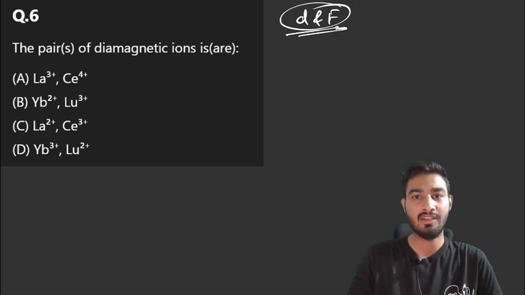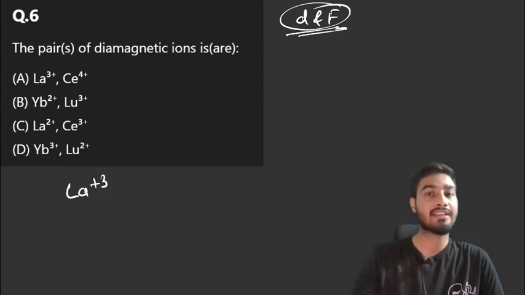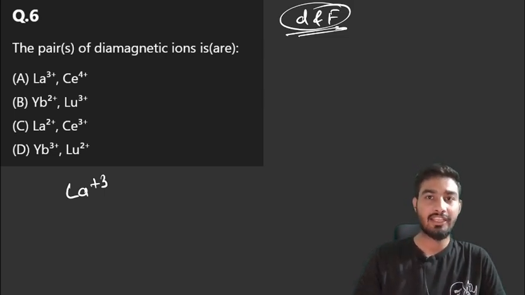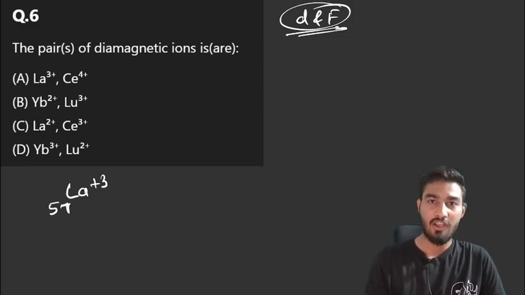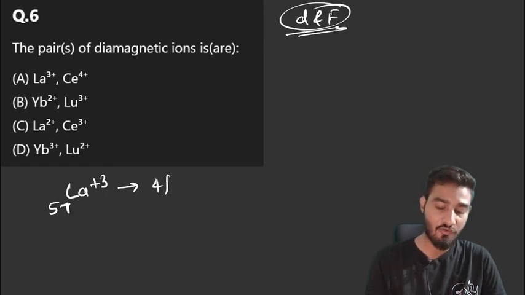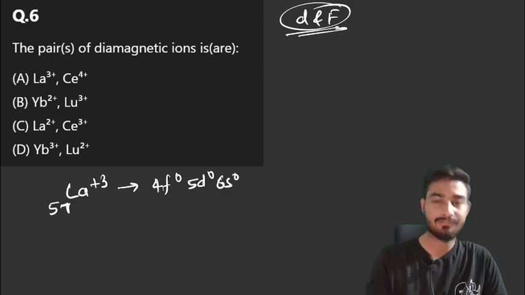In JEE Advanced, if we write the electronic configuration of La3+, remember that it is asked in the ionic state, not in the neutral atom. Lanthanum's atomic number is 57. In the plus 3 oxidation state, the valence shell electronic configuration is 4f0, 5d0, 6s0.